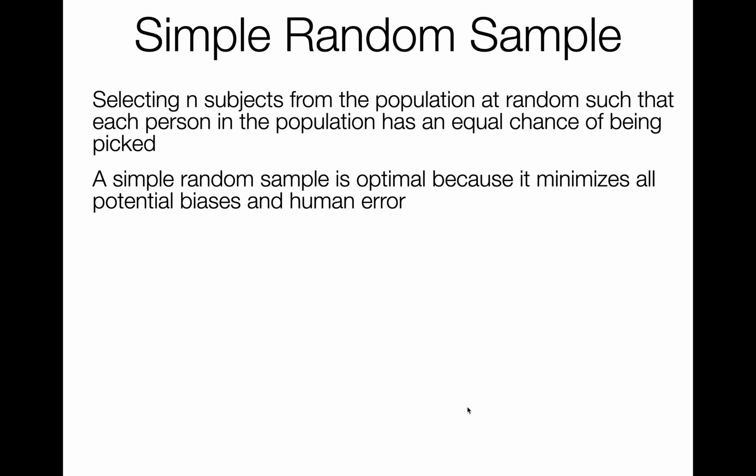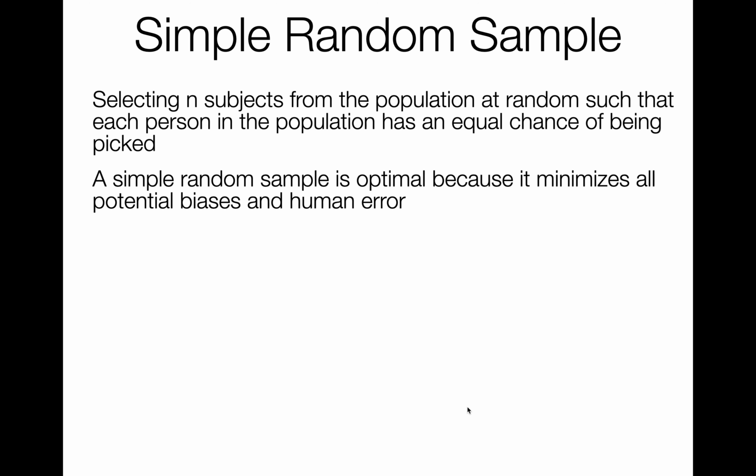A simple random sample is when you select however many subjects that you want from the population at random, such that each person in the population has an equal chance of being picked. Okay? So that means that everyone, so if I was sampling from the United States, I would assign to each person the same probability of being picked. It's going to be very small, 1 in 300 and some million, I think, right now. But each person would be equally likely to be picked.